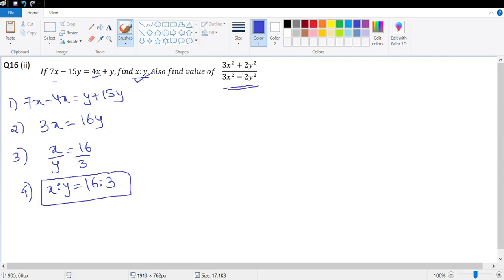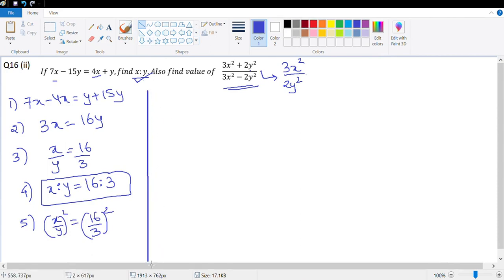Now they want the value of 3x square plus 2y square upon 3x square minus 2y square. Okay, so this to me looks like if I can figure out the value of 3x square upon 2y square, then if I apply componendo and dividendo on it, I will get 3x square plus 2y square upon 3x square minus 2y square. So basically I need to find the value of 3x square upon 2y square. First, let me figure out the value of x square upon y square. So x upon y whole square would be 16 upon 3 whole square. Yes, that'll help me find the value of x square upon y square.